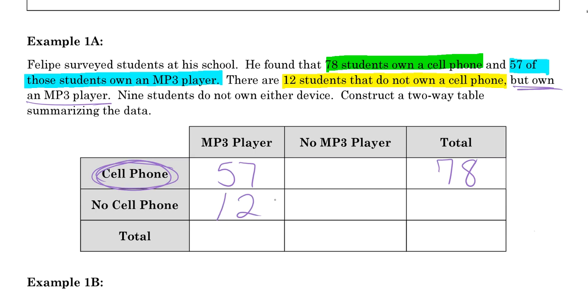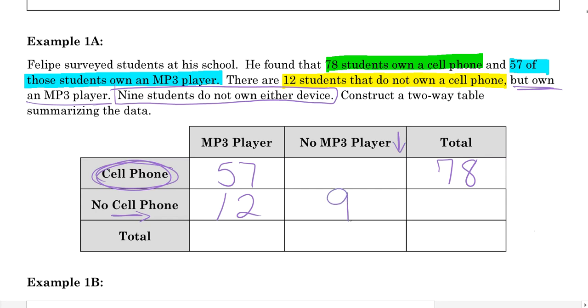Be sure that you read the full sentence. Don't do what I do and stop after the comma. Make sure you're reading the whole thing all the way through. Our last sentence here says that 9 students do not own either device. So if I look at my table here, it means they don't own a cell phone and they don't own an MP3 player. Those two criteria meet in the second cell in the second row here, so I'll put 9 there.